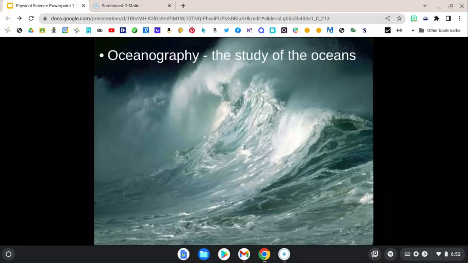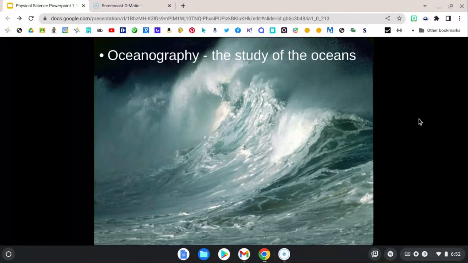We're not going to focus a lot of time on oceanography simply because we live so far away from the ocean, it's not pertinent to what we're doing. It's been a really long time since Missouri was covered in an ocean.